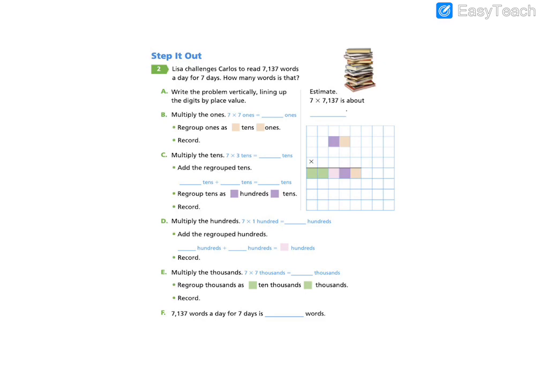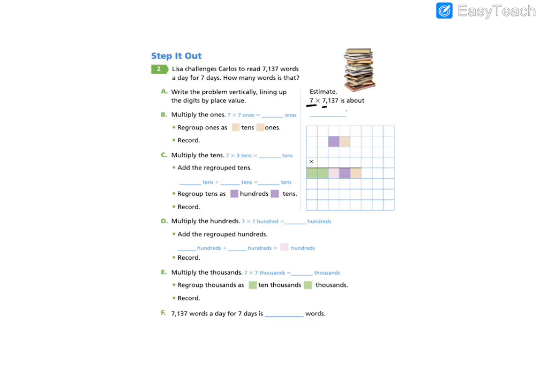Right, number 2. Lisa challenges Carlos to read 7,137 words a day for 7 days. How many words is that? Before we even start, I want you to notice that it's asking us for an estimate. 7 times 7,137. Woo! We know this is going to be a large product. This is why it's crucial for us to estimate. Because if we make a little error in our multiplication, and it's really far off of our estimation, then we know we need to go back and check our work and resolve the equation.